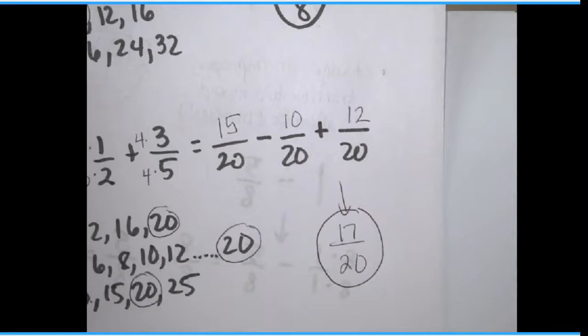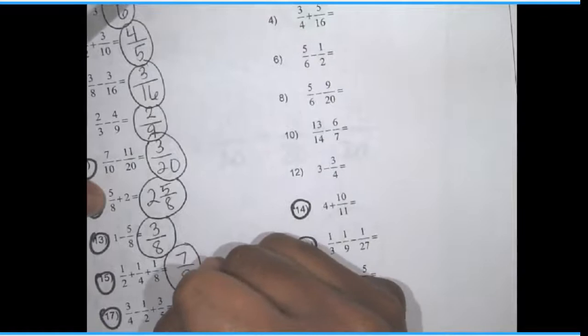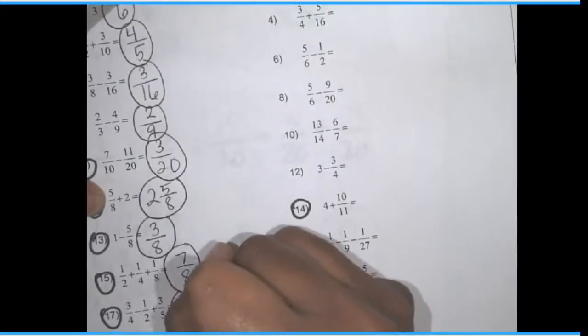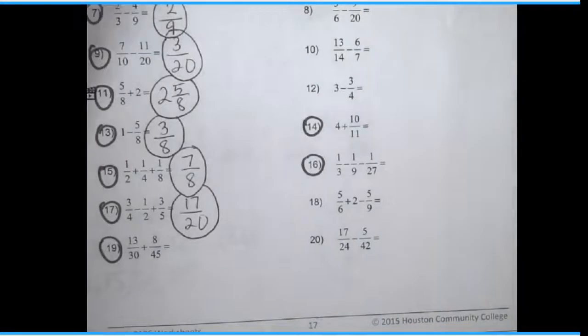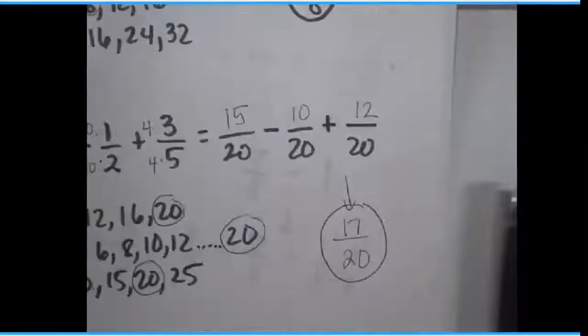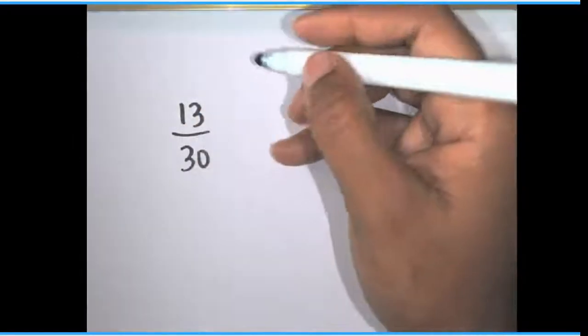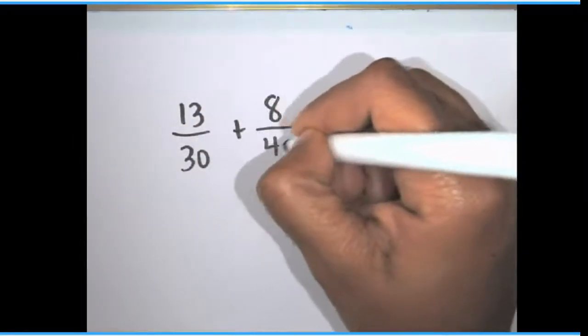Sorry, I'm switching papers here. 17 over 20 for number 17. Okay, and the very last one, which is number 19, we're going to look at this 30 and 45. So let's do this very last one. So I have 13 over 30, adding 8 over 45.